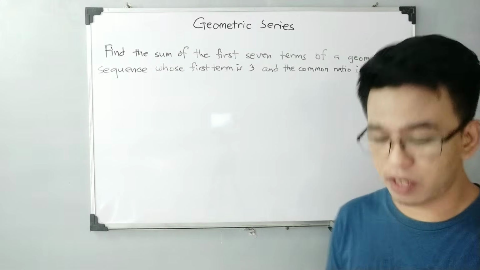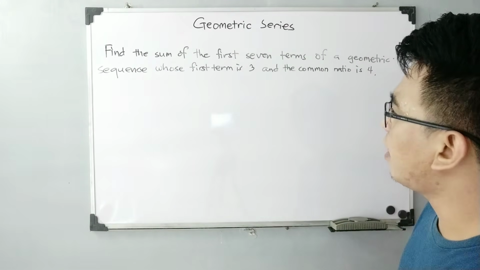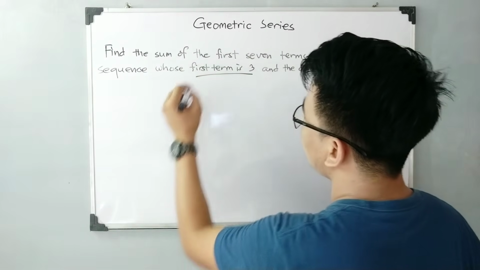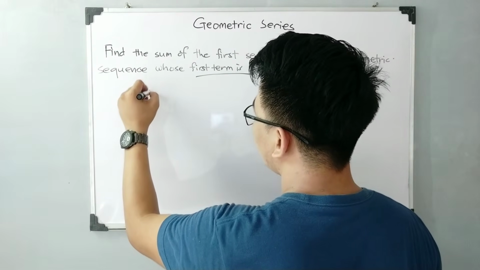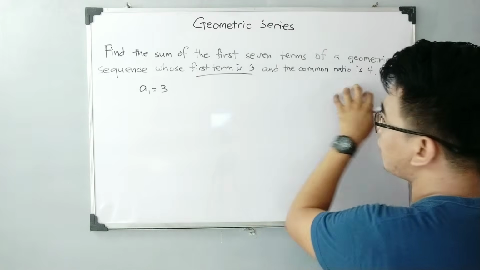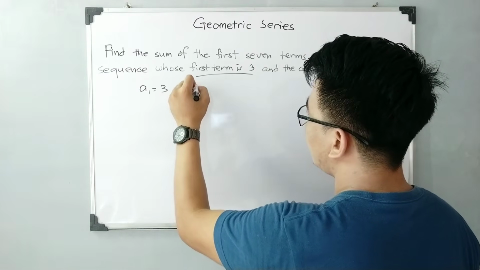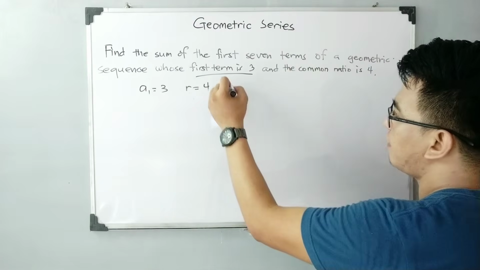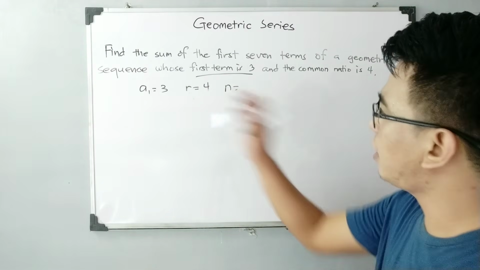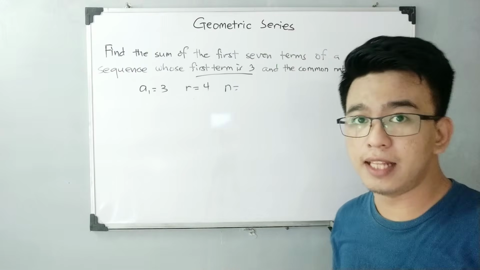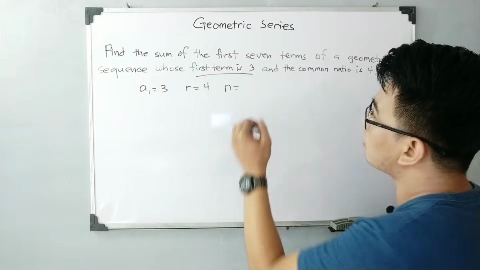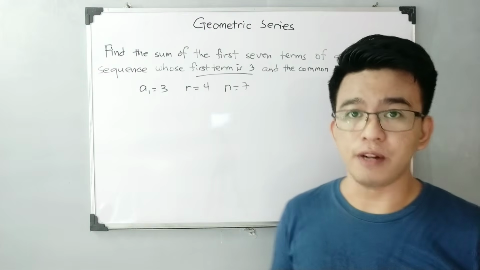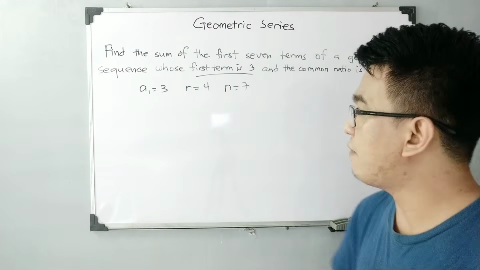Now, our sequence here, binigyan tayo ng clue. Una, since the first term is equal to 3, your a sub 1 is equal to 3. And the common ratio is 4, your r is equal to 4. Sir, how about the value of n? Your n depends on the number of terms na kailangan natin hanapin. Therefore, your n here is 7 because we have here the first 7 terms.